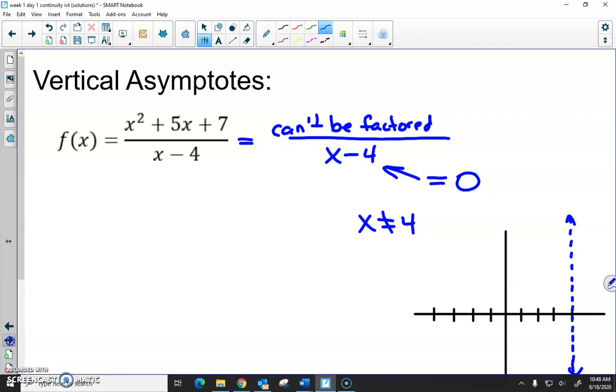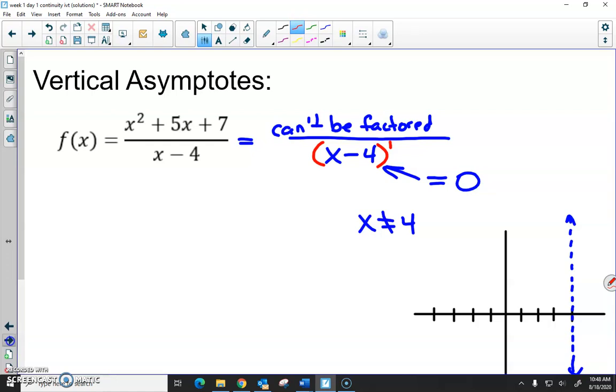Now, if I think about the behavior on either side of this, because this has a multiplicity of 1, if you were to put an exponent there, it would be 1. That means that on either side of this asymptote, we're going to have opposite behaviors, meaning on one side of it, it's going to go up, and on the other side, it's going to go down. Well, how do we know which one is which?